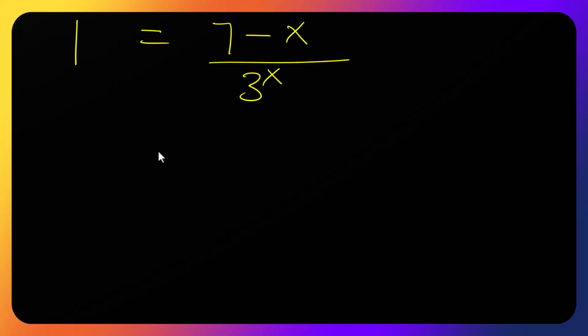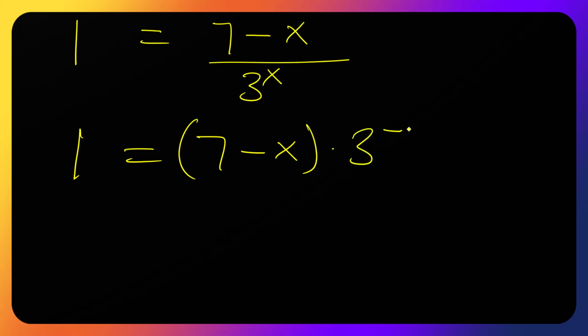All right, now I would like to write this in linear form. When you are given 1 over 8 to the power n, it is the same as 8 to the power minus n. So what I will do here is change this to 7 minus x times 3 to the power minus x.